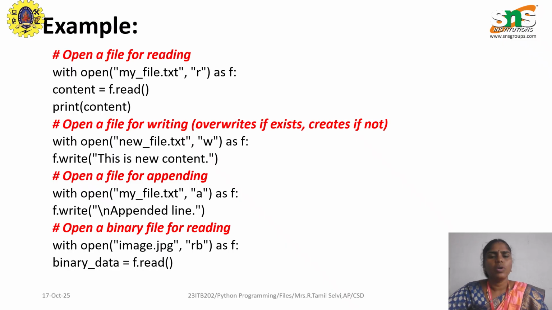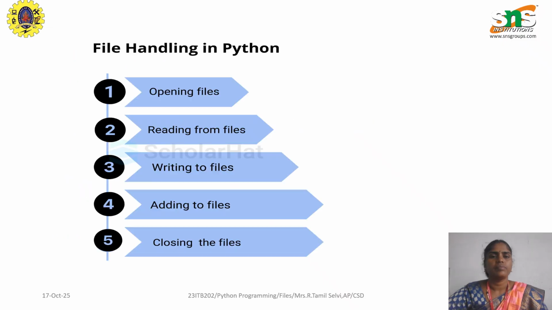Here we are declaring the mode as w. That means we are opening the file for writing purpose. Writing purpose means it overwrites if it exists, else it creates a new one. And in the third point, we are opening myfile.txt with mode a. That means we are going to open the file for appending purpose. And finally, in the fourth step, we are opening the binary file for reading purpose, so we mention the mode as rb.